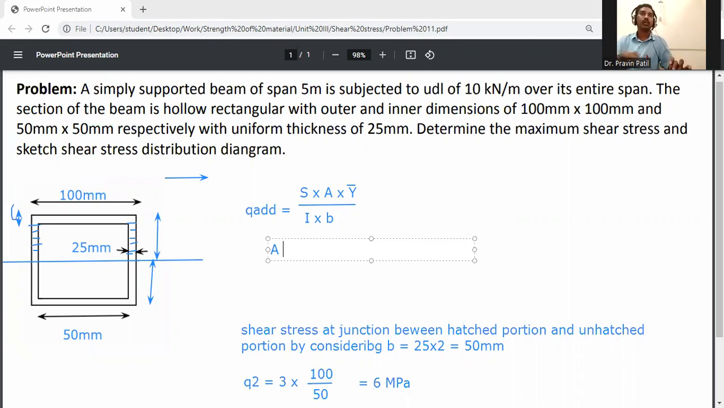Here the area: the width is 25 and the height is also 25. So 2 into 25 into 25, total it will be 1250 mm square. And Y bar is 25 by 2, so it will be 12.5 mm.